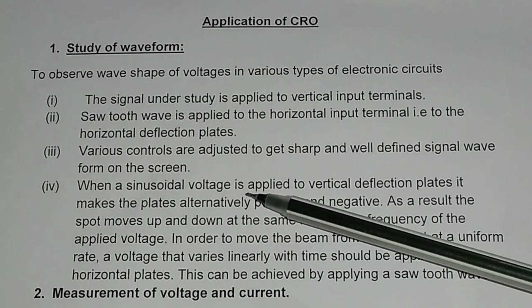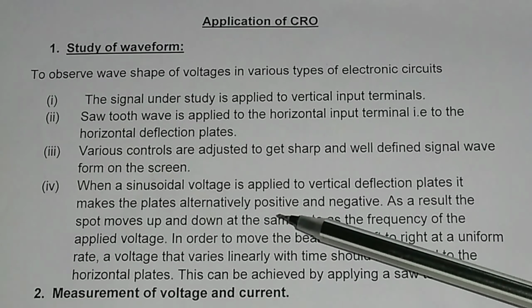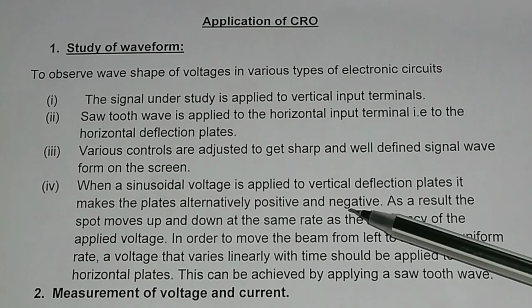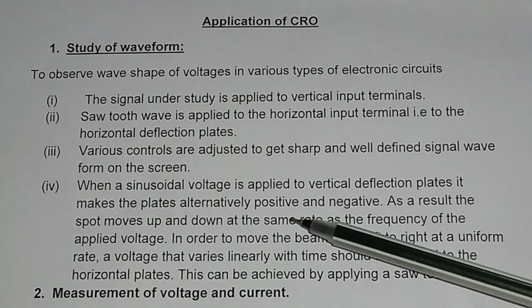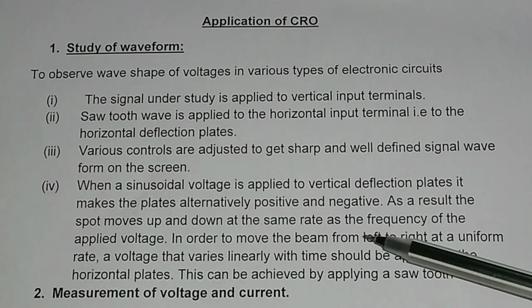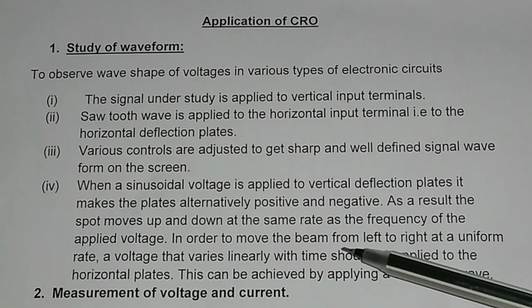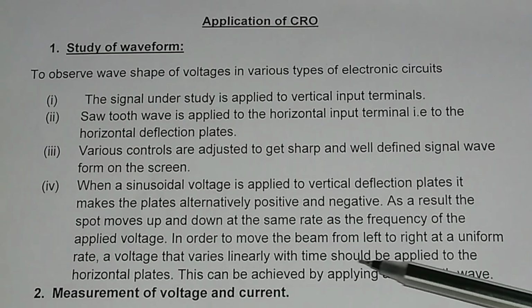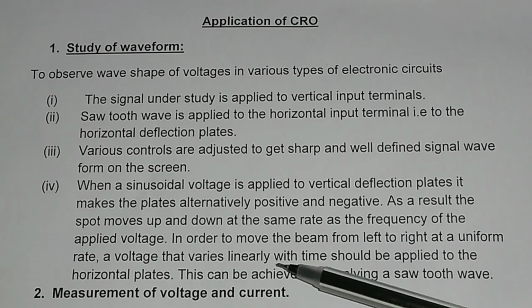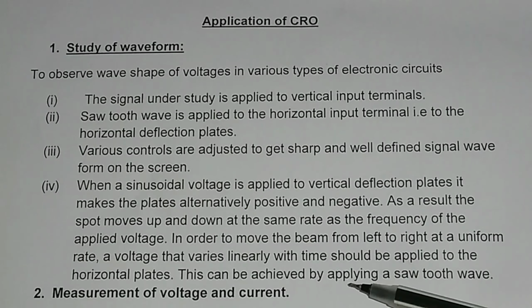Then when a sinusoidal voltage is applied to the vertical deflection plate, it makes the plates alternately positive and negative. As a result, the spot moves up and down at the same rate as the frequency of the applied voltage. So in order to move the beam from left to right at a uniform rate, a voltage that varies linearly with time should be applied to the horizontal plate, and this can be achieved by applying the sawtooth wave.